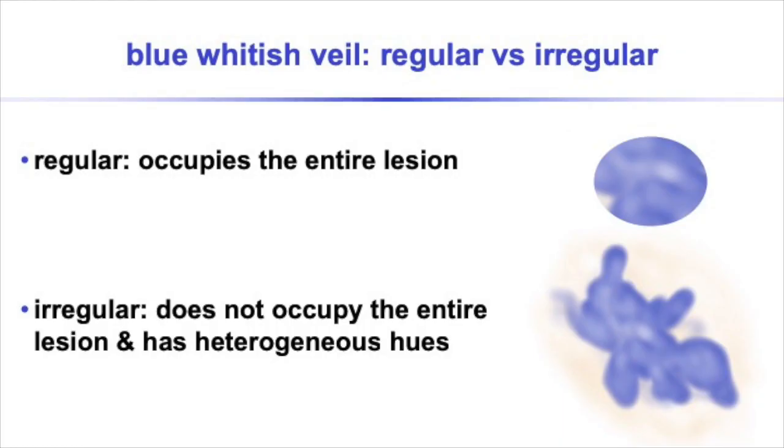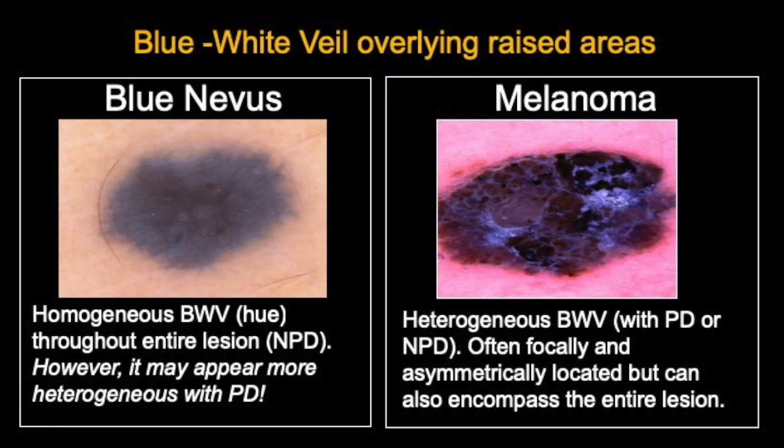Now, in terms of regular, irregular, the only regular one is homogeneous blue throughout in the blue nevus, with the caveat that a patient with a previous melanoma and epidermotropic metastasis can have the exact same morphology, right? In melanoma, on the other hand, the blue-white veil tends to be a little bit heterogeneous in its hues and a little bit more irregularly distributed. So blue nevus, melanoma, blue-white veil, but the quality is completely different, more homogeneous in a blue nevus, more heterogeneous in a melanoma.